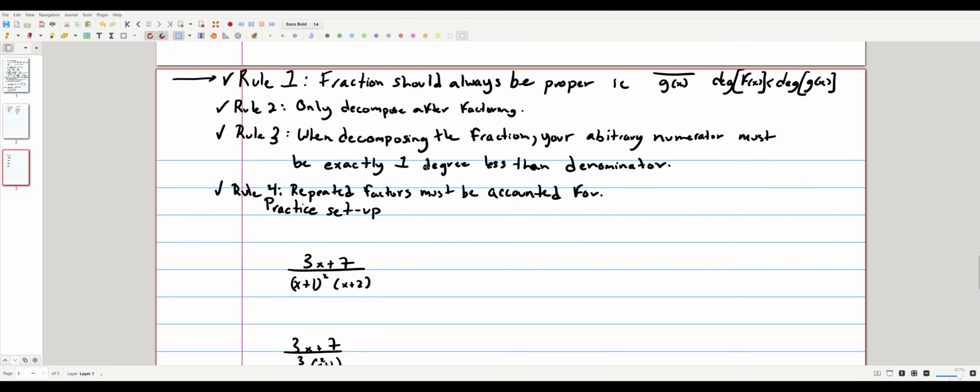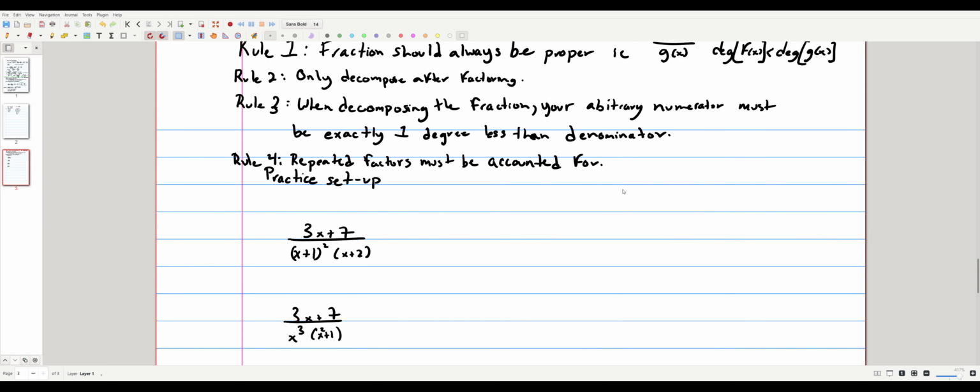Okay, so here are our 4 rules. We want to make sure our fractions are always proper. We want to only decompose after we factor. When we decompose the fraction, we want to make sure our arbitrary numerators must be exactly 1 degree less than the denominator. And then we want to make sure that repeated factors are accounted for.